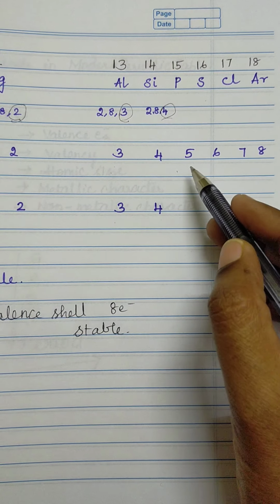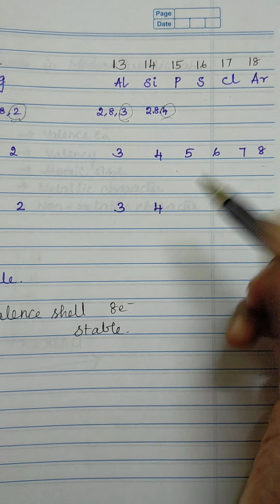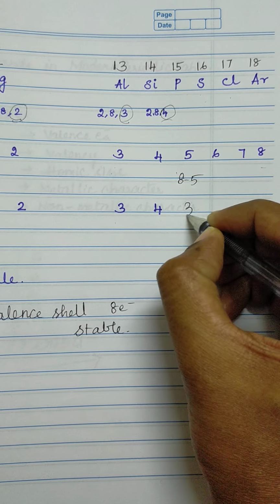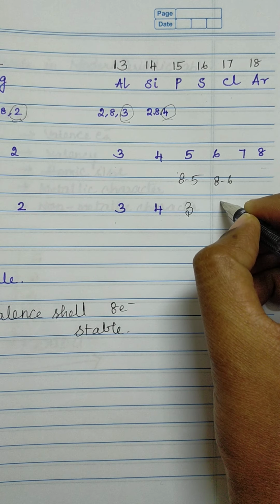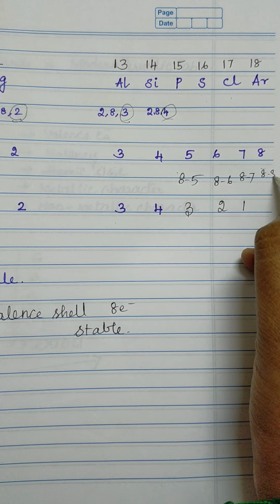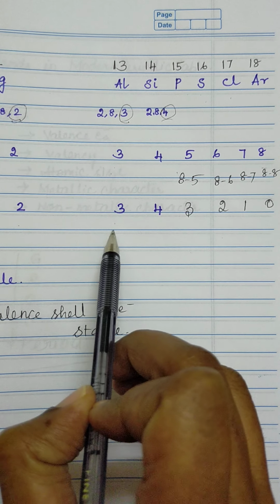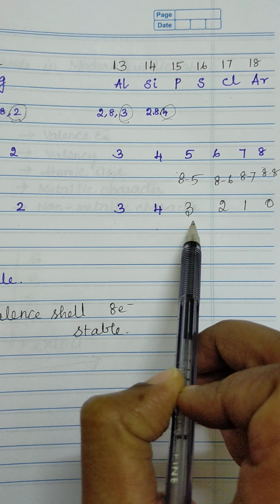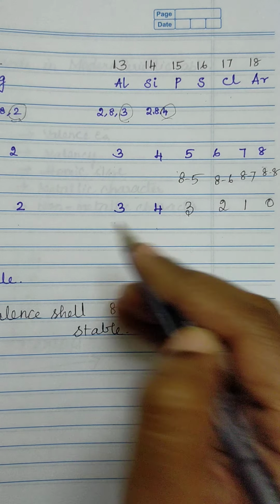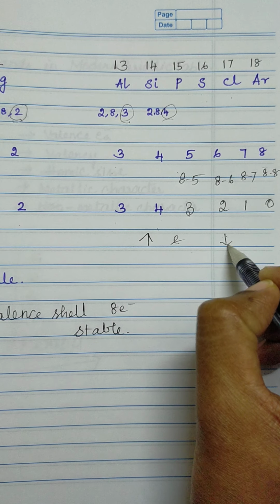If you check here, the valence electron is 5, 6, 7 and 8. So to calculate the valency, you do 8 minus 5, that is 3; 8 minus 6, that is 2; 8 minus 7, that is 1; and 8 minus 8, that is 0. So if you check the valency, 1, 2, 3 and 4, and then it decreases to 3, 2, 1 and 0. So if I move from left to right in the period, the valency first increases and then it decreases.